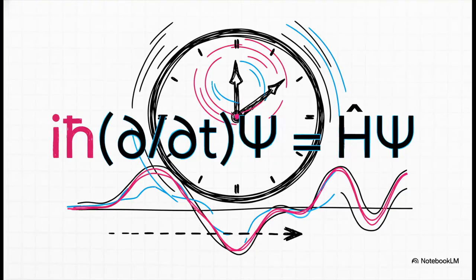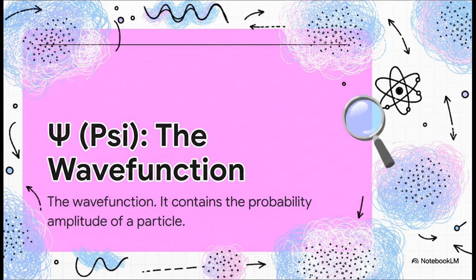And there she is, in all her glory. This right here is the time-dependent Schrödinger equation. This is the big one, the version that describes how a quantum system changes from one moment to the next. I get it, it looks like a jumble of Greek letters and weird symbols, but trust me, we're going to decode this thing together. Let's start with the absolute star of the show, this symbol right here, psi.